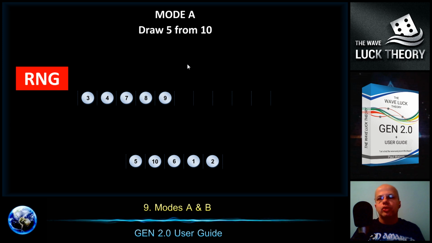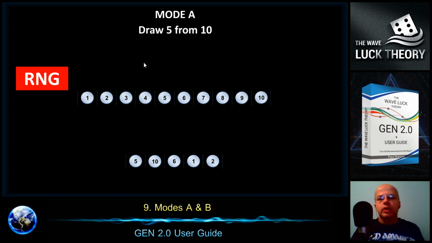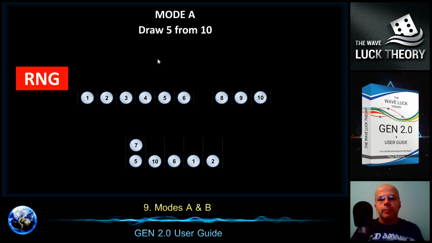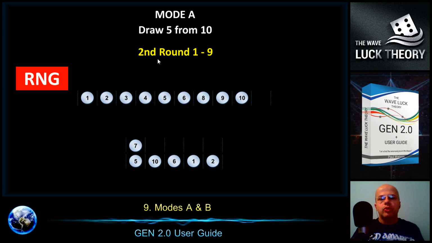Then we continue to generate numbers for the second drawing day, and we again fill in completely the pool with 10 numbers, and we are starting with the first round again in the range from 1 to 10. And second round in the range from 1 to 9.